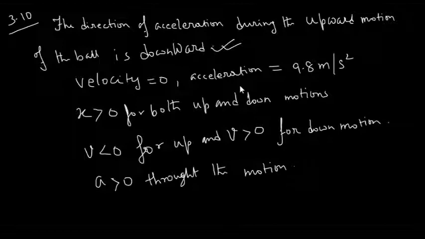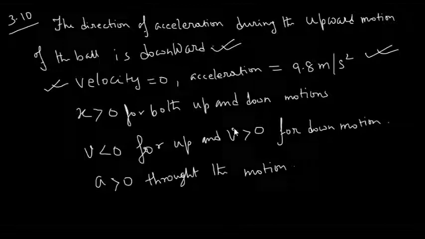At maximum height, the second part, the velocity is 0 and acceleration is 9.8. At maximum height, velocity of the ball is 0. Acceleration due to gravity at a given place is constant and acts on the ball at all the points, including the highest point, with a constant value of 9.8 meter per second square.